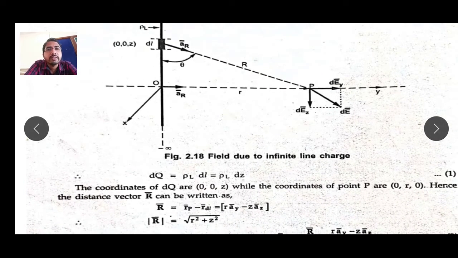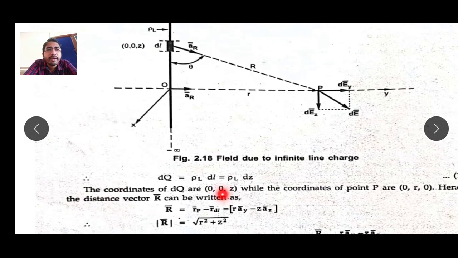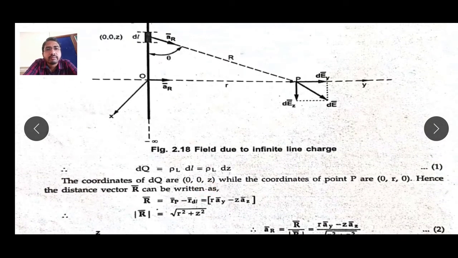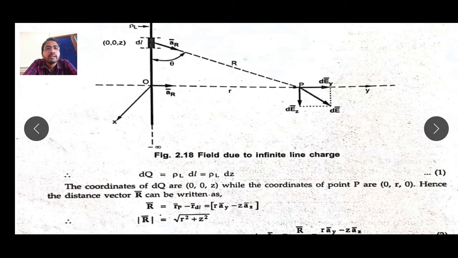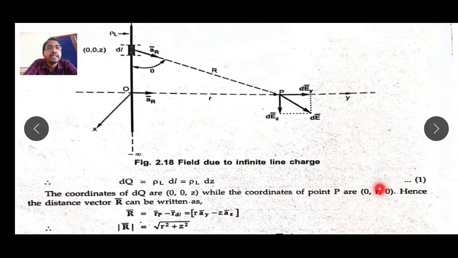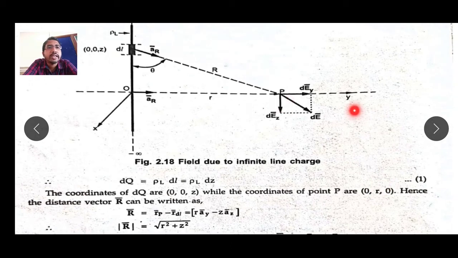So we know that this is a line charge. So what is the charge? dq equal to rho L dl. dl is nothing but dz. So the coordinates of the points also we have decided. This coordinate is 0, 0, z, and point P is on the y-axis, so only the y coordinate will exist and the x and z coordinates are 0.